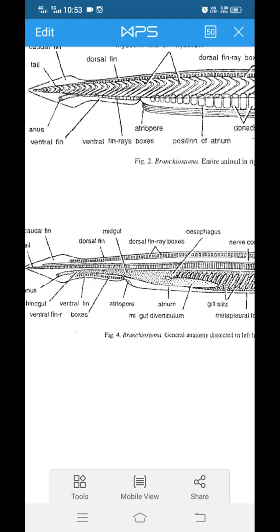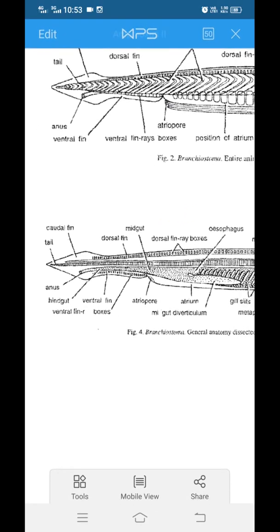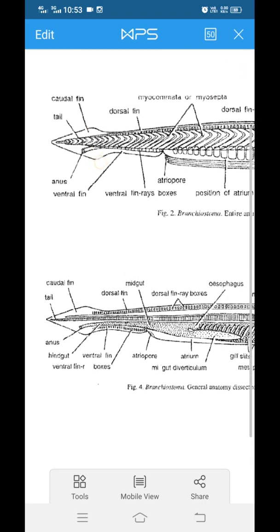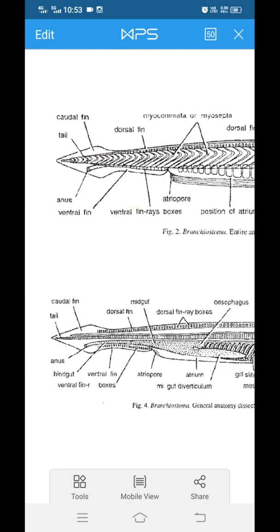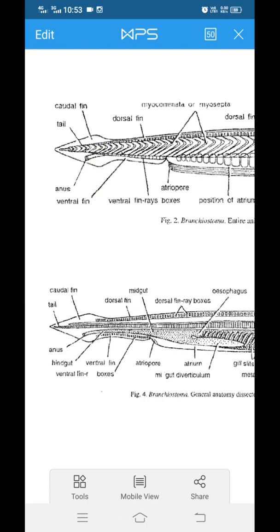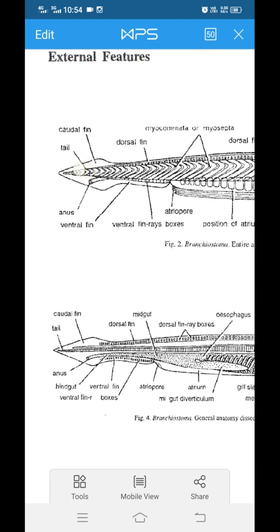Another small aperture is the anus, which lies somewhat asymmetrically to the left of the mid-ventral line at the base of the caudal fin. This is the caudal fin and at its base lies the anus. The small posterior body region behind the anus is the tail. This is the region behind the anus, which is the tail.